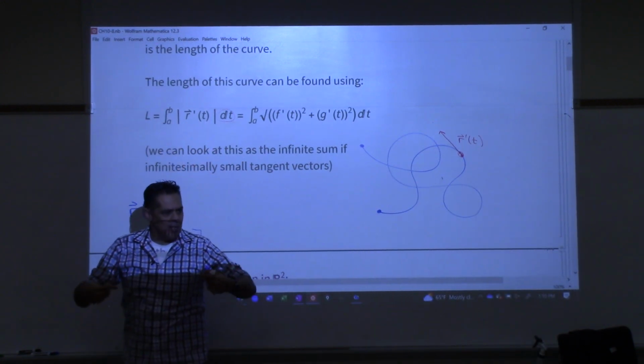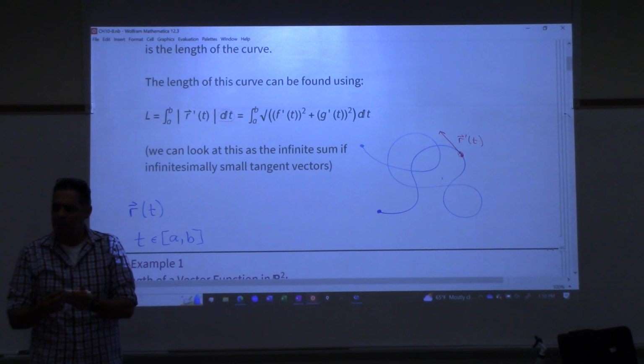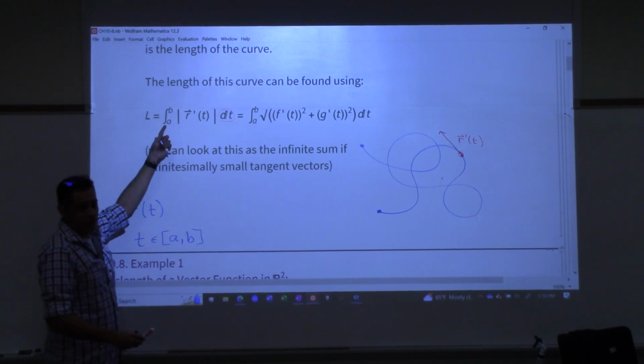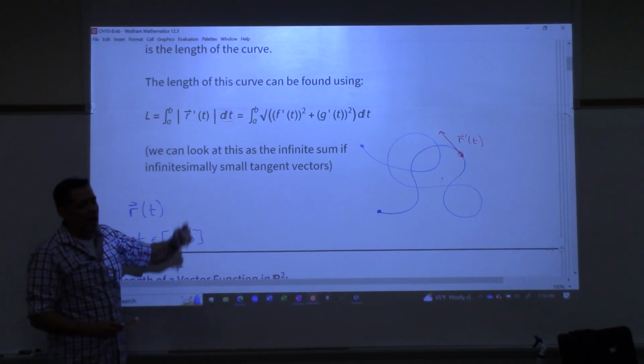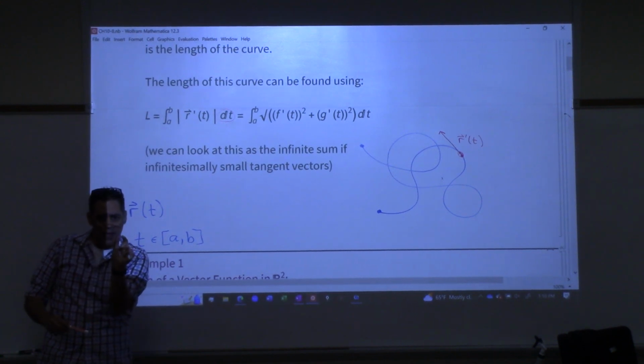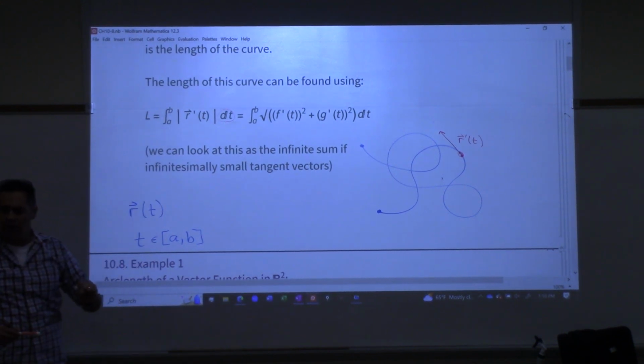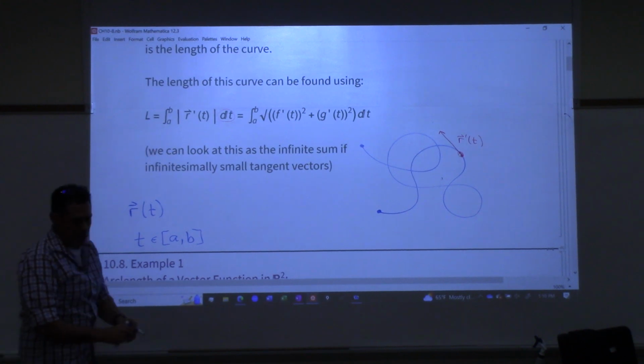I'm not going to get into the details of that because that's more of a Cal 2 topic. But the integral adds up a bunch of things, right? And what we're adding up is just that tangent vector that's been scaled down. Add them all up and it'll give us the arc length. So that's it. That's the formula.